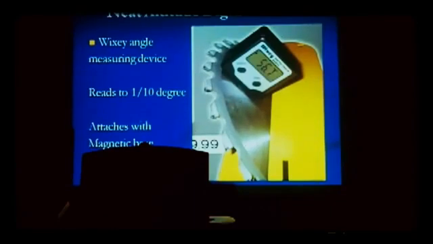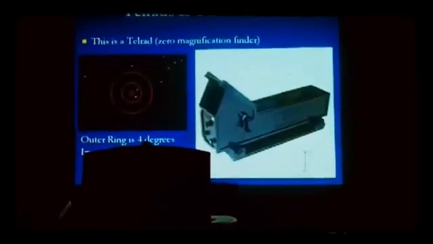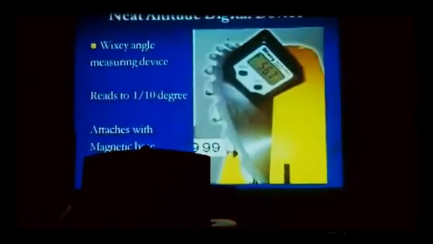Okay, does anybody have any questions? Yes? The azimuth circle? Is there any such thing you can buy, or do we need to make it ourselves?